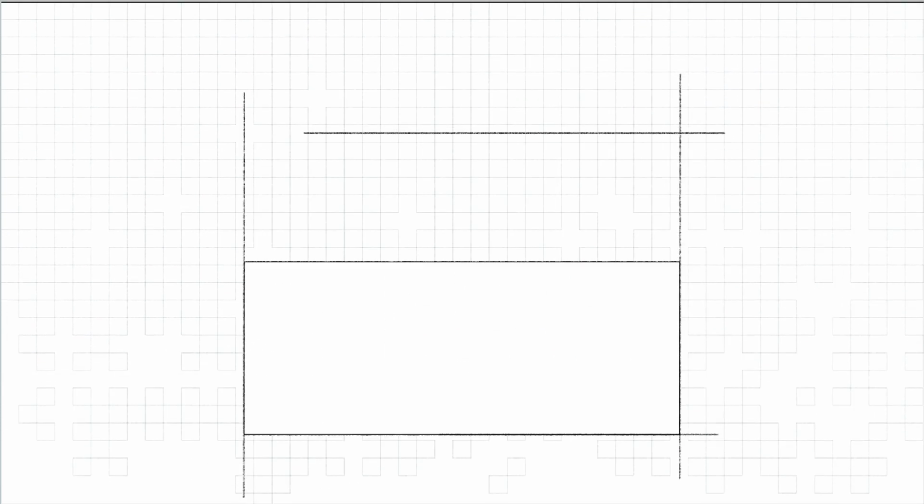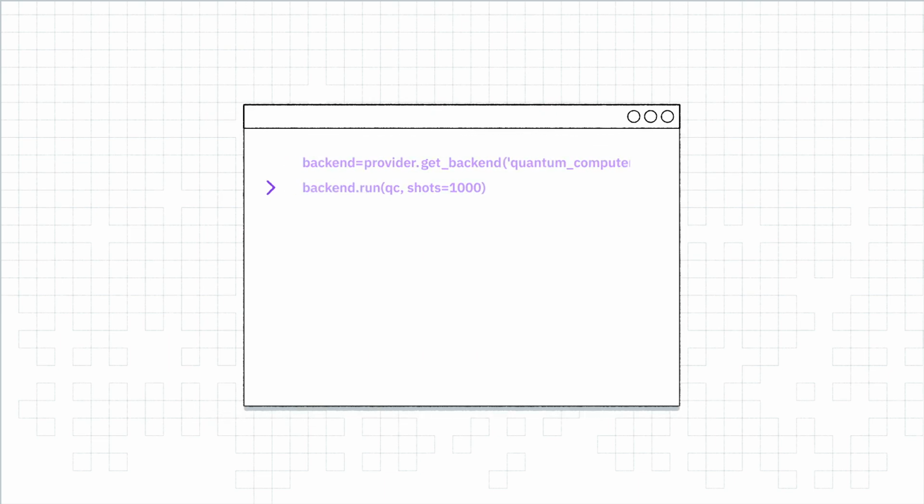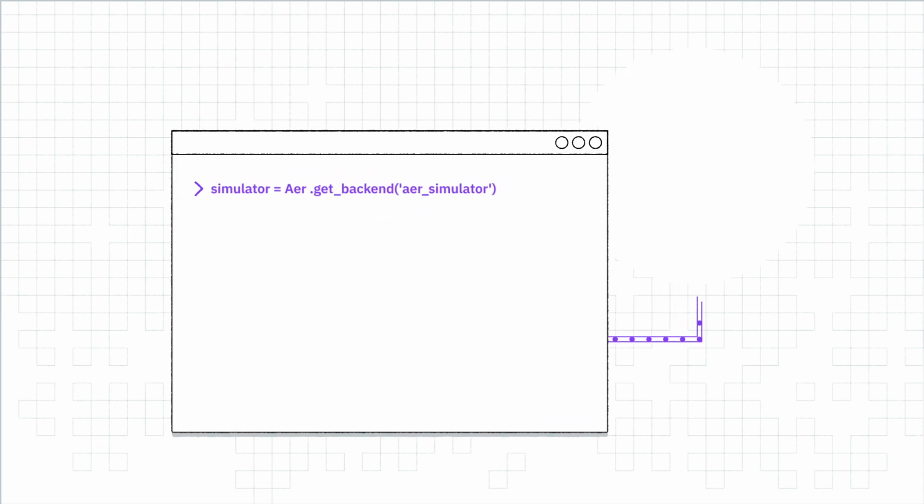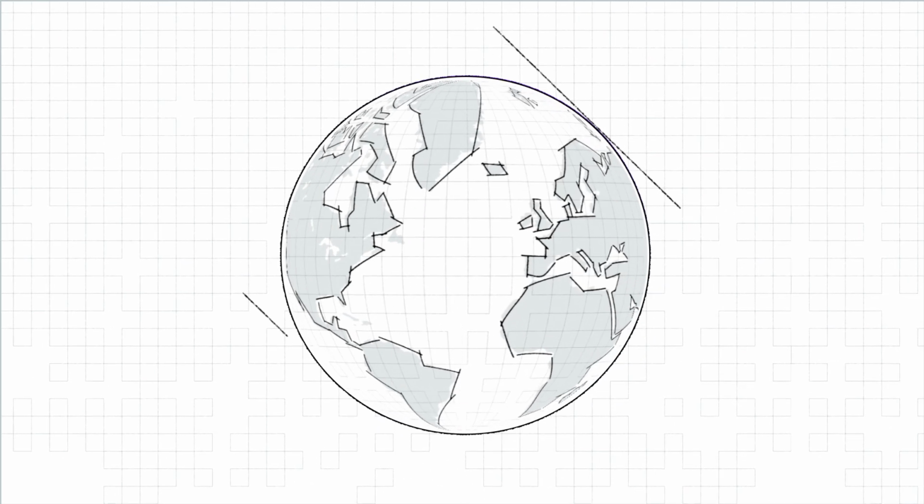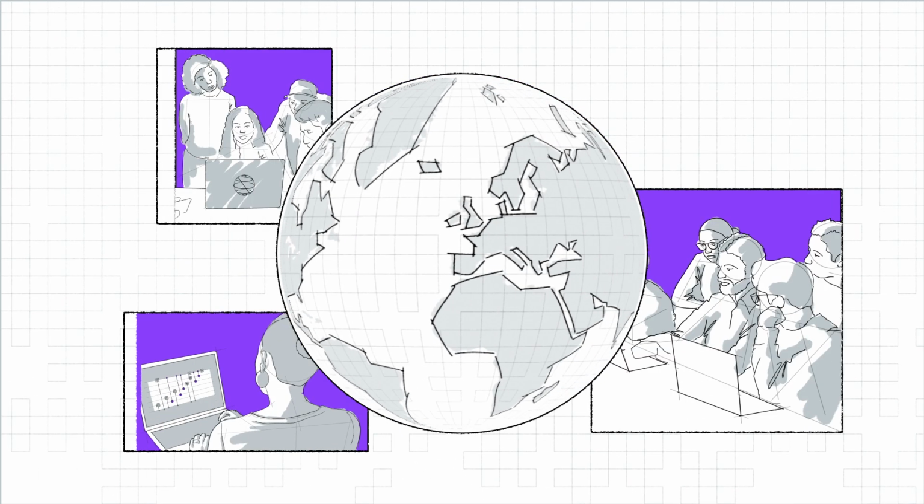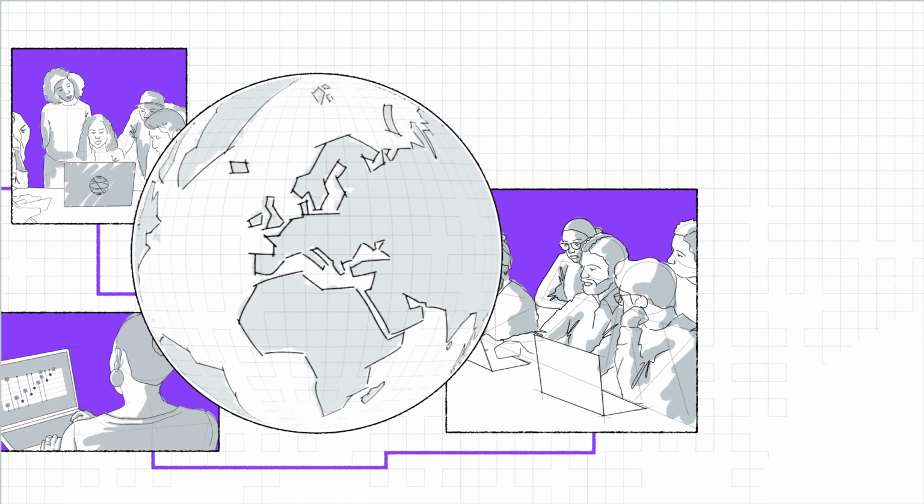Want to emulate a quantum computer's behavior instead? Change a single line of code and simulate your quantum circuits on our high-performance simulator. Qiskit is a tool used by tens of thousands of people globally who are all trying to build the future.